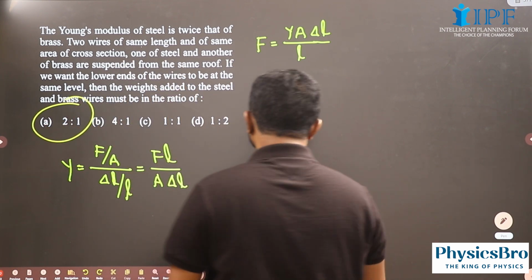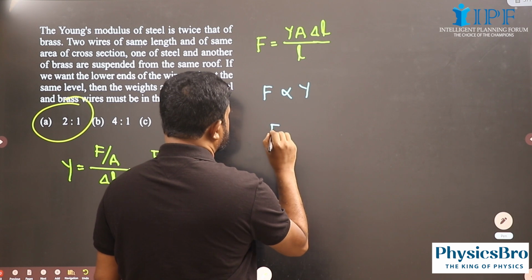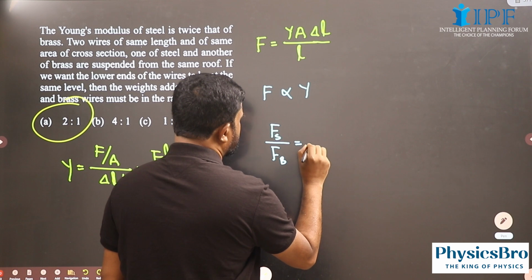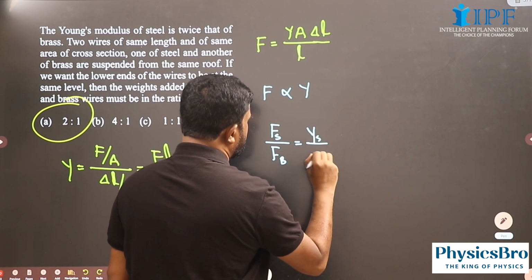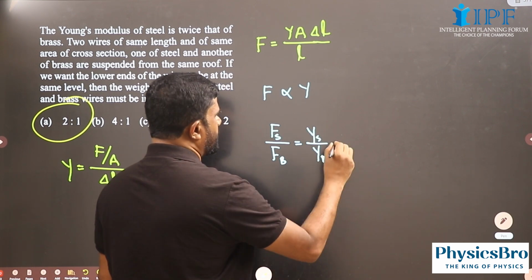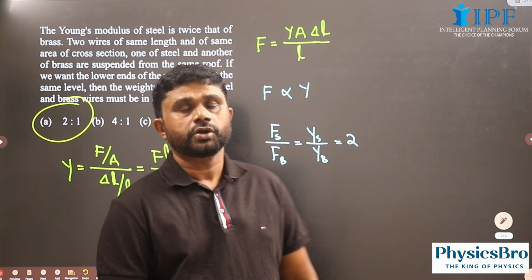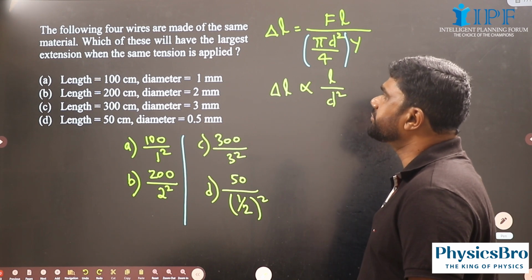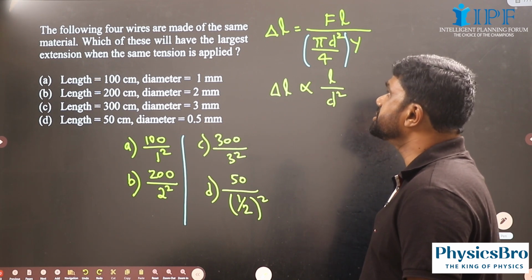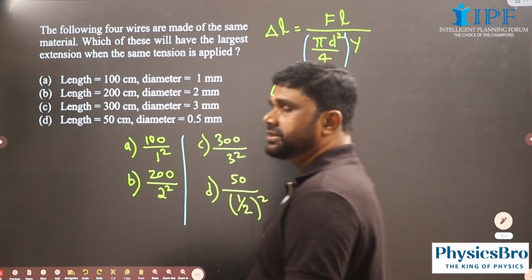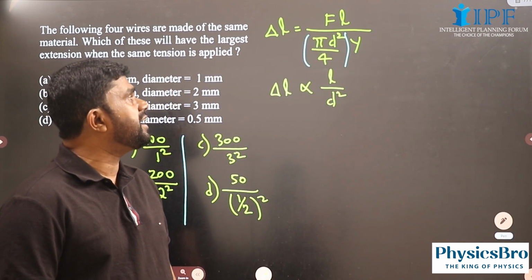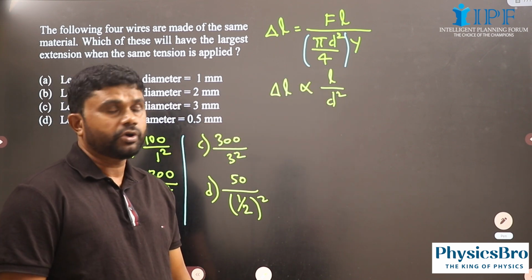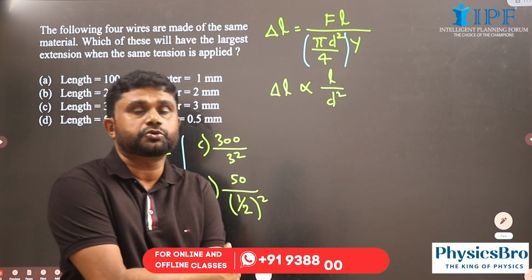Now here we can say, force for steel divided by force for brass is equal to Young's modulus of steel divided by Young's modulus of brass, and this is equal to 2, or 2:1. The following four wires are made of the same material. Which of these will have the largest extension when the same tension is applied? See, here we have delta L. Elongation is FL divided by cross-sectional area pi d square by 4, then Young's modulus. Or we can say elongation is directly proportional to L by d square.